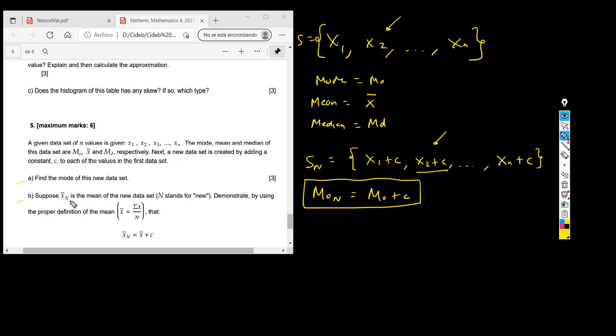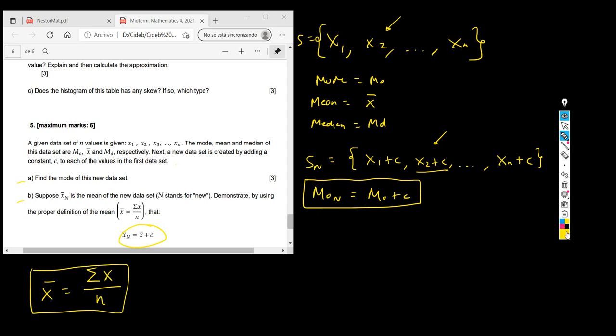Suppose x bar n is the mean of the new dataset. Demonstrate by using the proper definition of the mean, which is this. As you may remember, the definition of the mean is the sum of all the values x divided by the number of values. And I want you to demonstrate that this is true by using this formula, the definition of the mean. How do you do this?